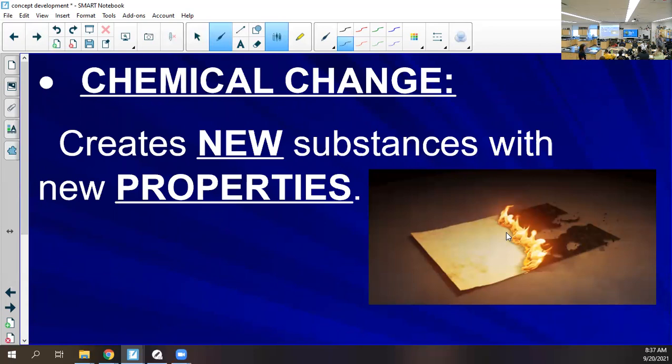So right under here, we have 6 examples, and it's asking you to classify each of the following as a physical or a chemical change.